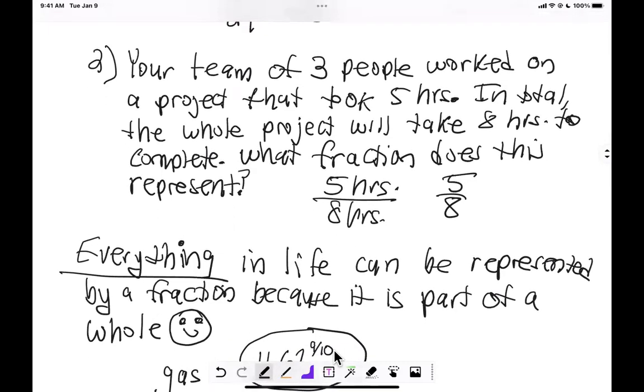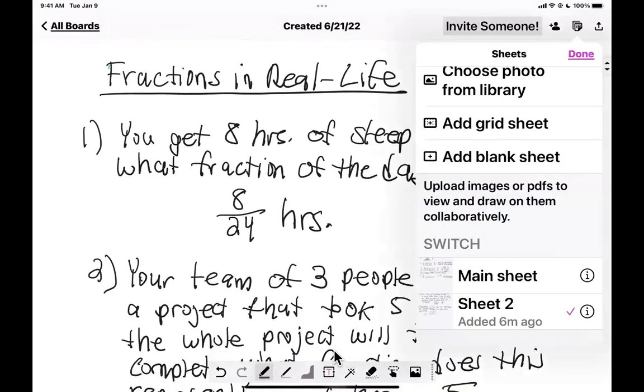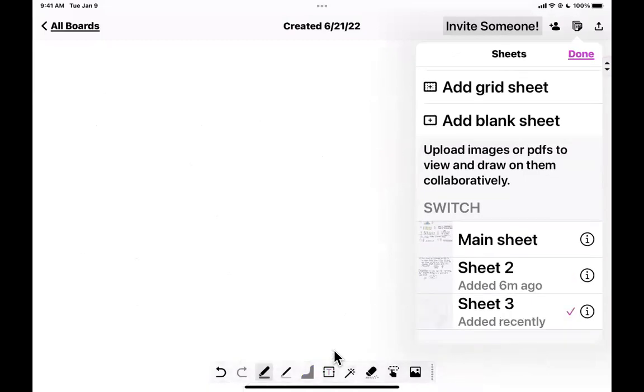All right, I'm going to switch the page and add a new page. And then we're going to talk about definitions.